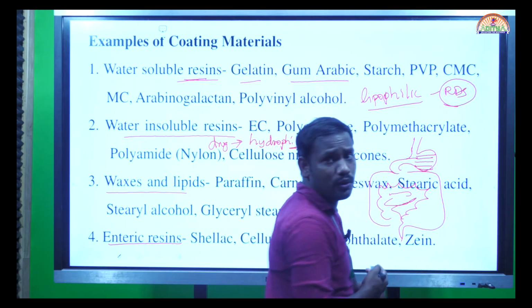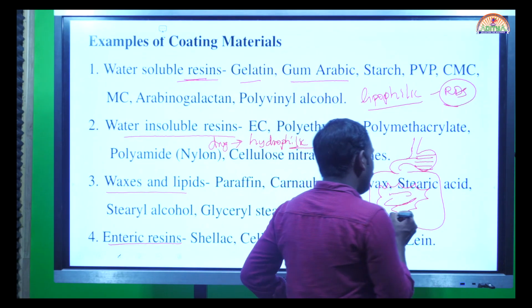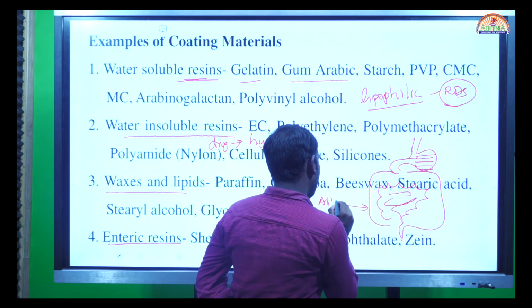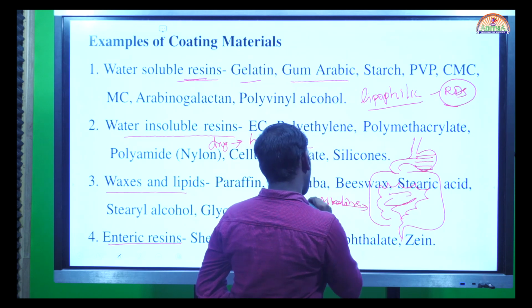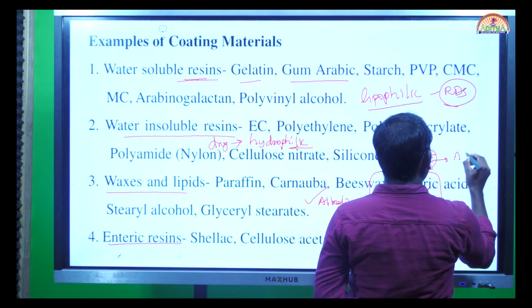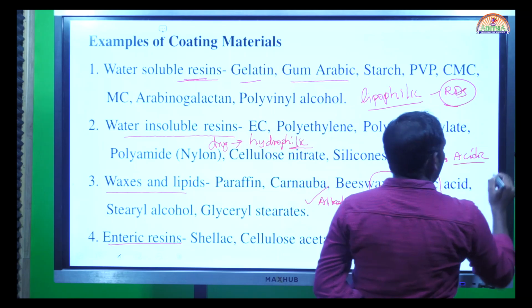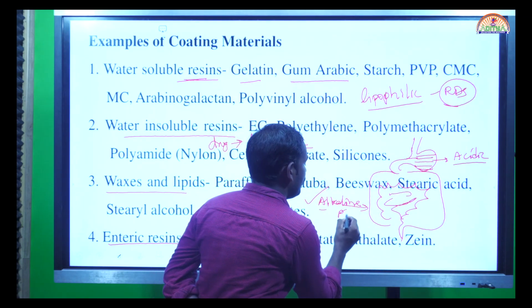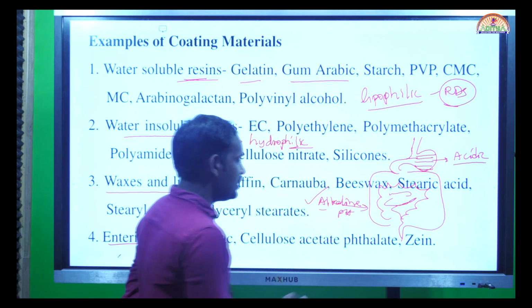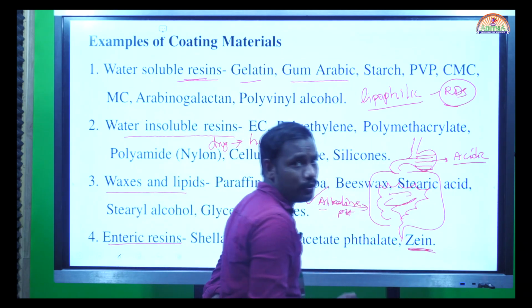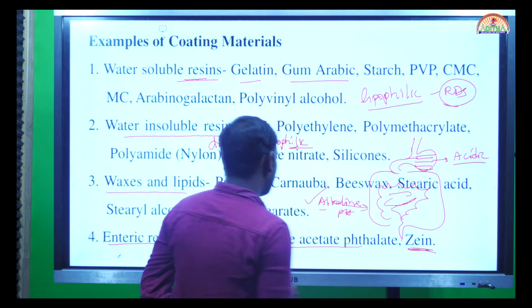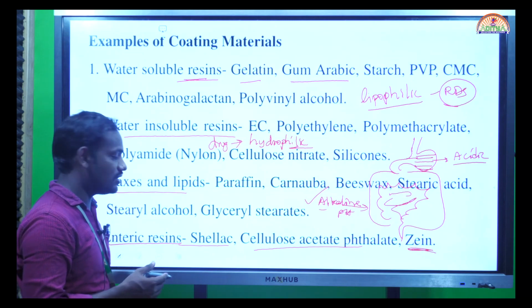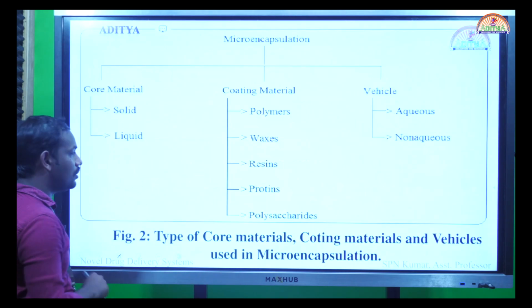What is the use of an enteric coating material? It will release the drug only in alkaline medium, alkaline pH, but not in acidic pH. So we are giving an enteric coating such that the coating material will release the drug only in alkaline pH but not in acidic pH. This is obtained from zein. Zein is a wheat protein, and we also have CAP. CAP stands for cellulose acetate phthalate, or we can use shellac as an enteric coating material, such that the drug will be released only in the intestine but not in the stomach.